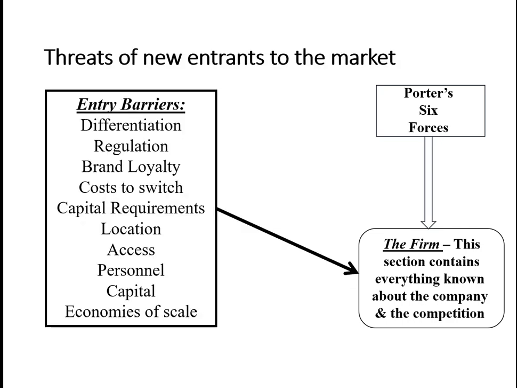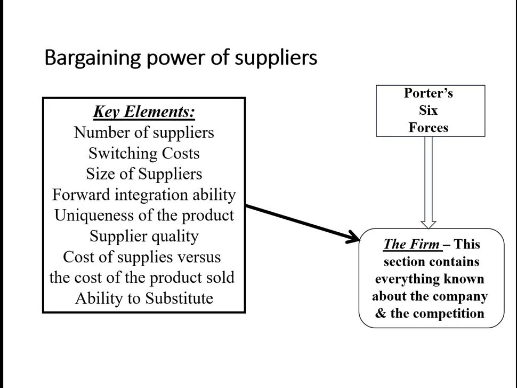Threats of new entrants to the market. It's all about entry barriers. Is your product different and something that's unique to you? Do you have some certain regulation that you really hone in on that makes you better than everybody else? Do your customers have brand loyalty? What's the cost to switch? These are all things you have to consider about new entrants to the market. And then the bargaining power of suppliers. How many are in the system? What's the switching cost? What's the size?